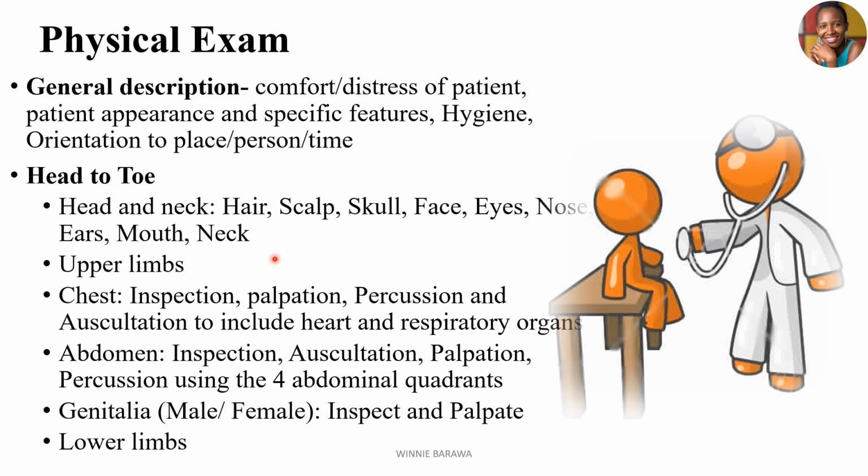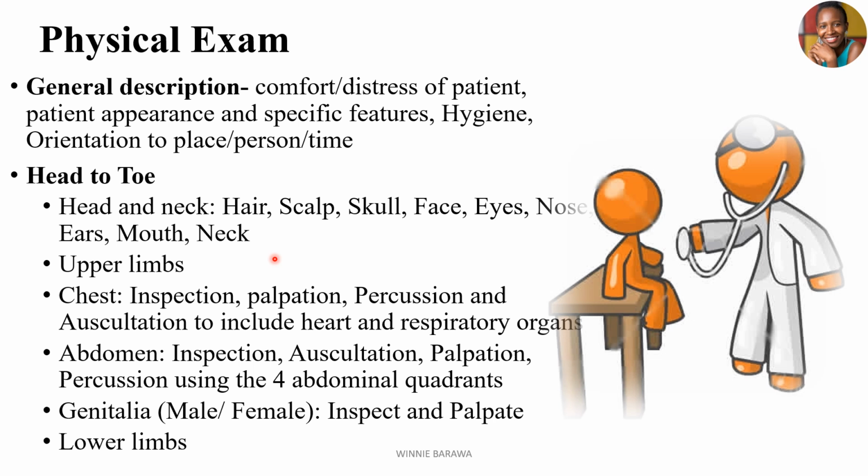So even if they say talk about head and neck, it's not just a haphazard description. It has a systematic organization that you need to use. So bring out the hair, discuss the scalp, go into the skull, the face, the eyes, the nose, the ears, the mouth, and the neck, in that order. When you finish with the neck, the next place is the upper limbs. In the upper limbs, you discuss things like whether they are symmetrical, their length, and describe such.